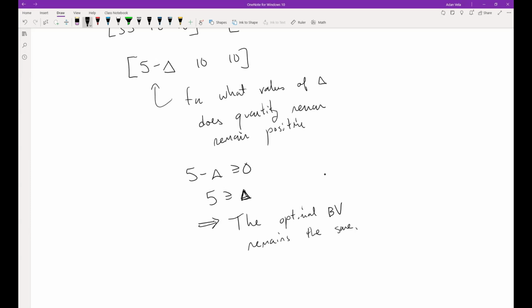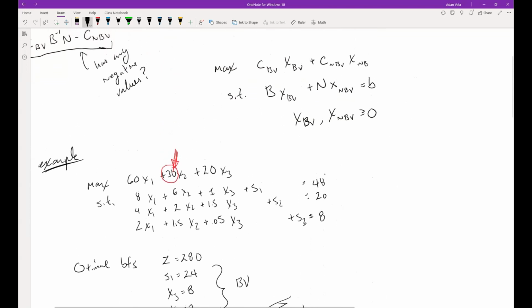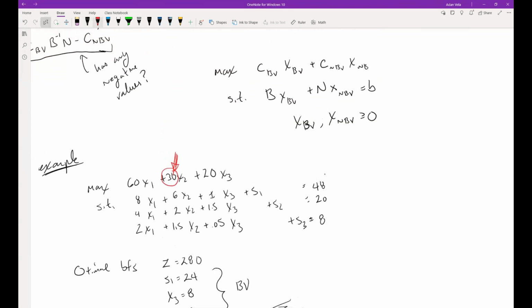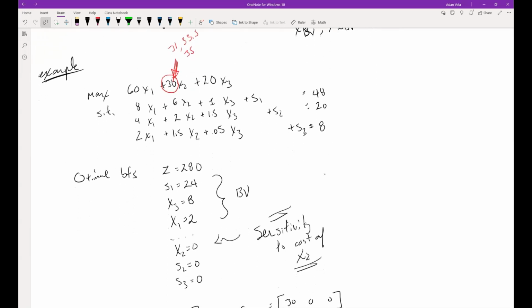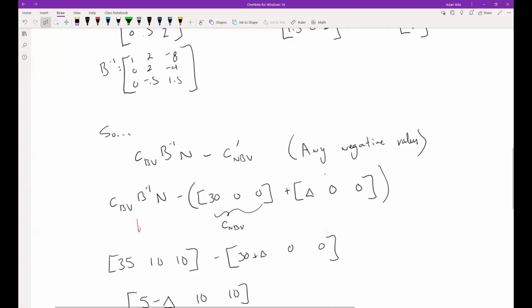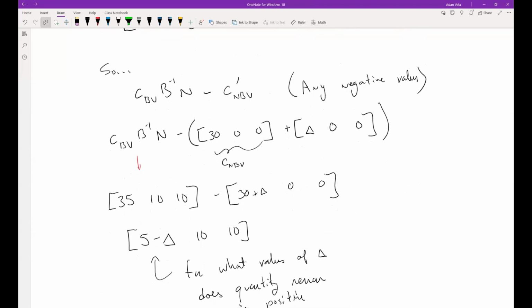So what does this mean? Well, if I change this 30 to 31, 33.5, even 35, X2 would still be equal to 0. And in fact, all these guys would stay the same. Because X2 is 0, everything else remains the same. It doesn't change X1 and X3. It just doesn't make sense to adjust them. So that's sort of neat.